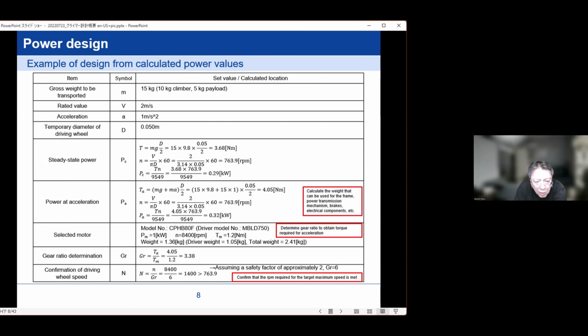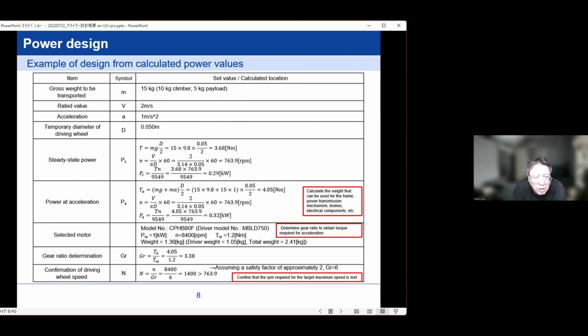So we can roughly determine how many kilograms are left in relation to the climber's weight for the frame, power transmission mechanism, brakes, and so on, and how much more can be used for these things.